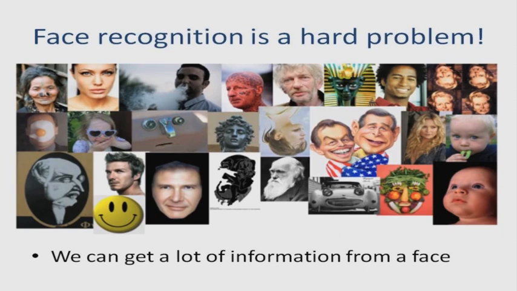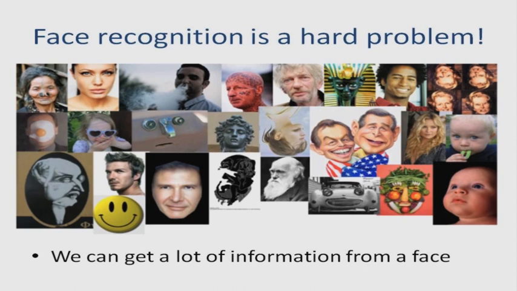So I'm going to start off again by pointing out that it's a hard problem. Face recognition is a hard problem, and it's a clever thing that we do. If you think about all the different types of faces that you can recognise and all the different types of information that you can get from a face, you start to appreciate how well we can do face recognition. So you can look at a face and find out its identity. You can look at this set of different types of faces and you'll be able to recognise some of those people.